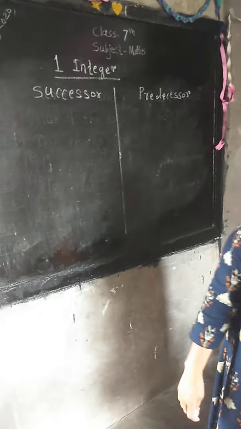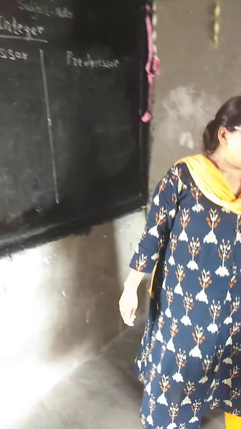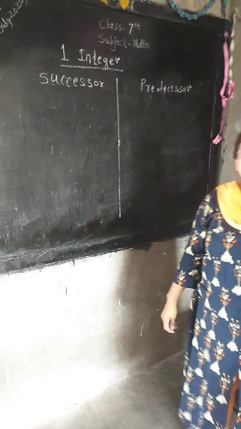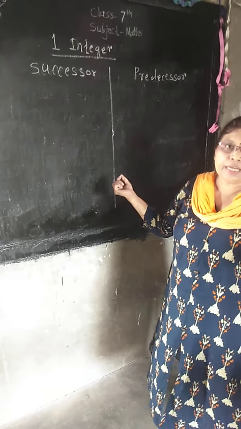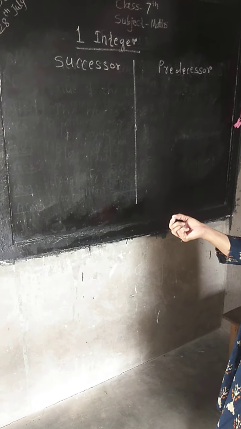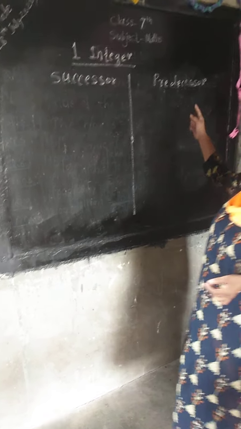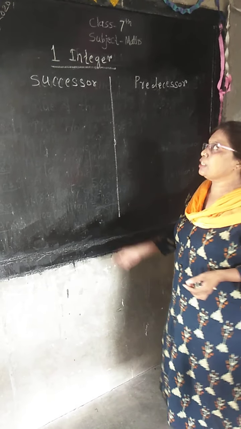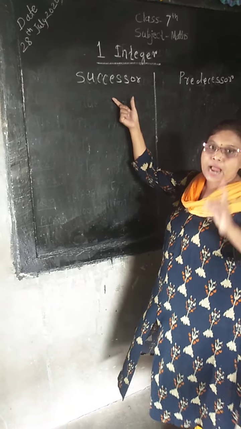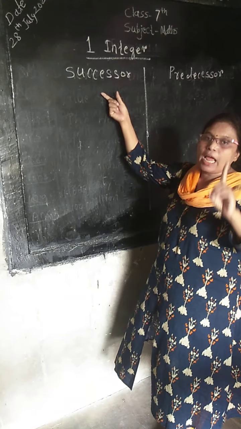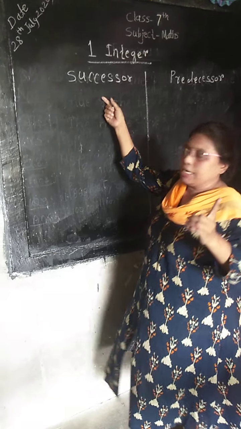Their properties. In integers there is absolute value, comparison of integers. We have to see how integers are written on a number line, and now we have to see the successor and predecessor of an integer. Successor means adding 1. Add 1 to any integer.